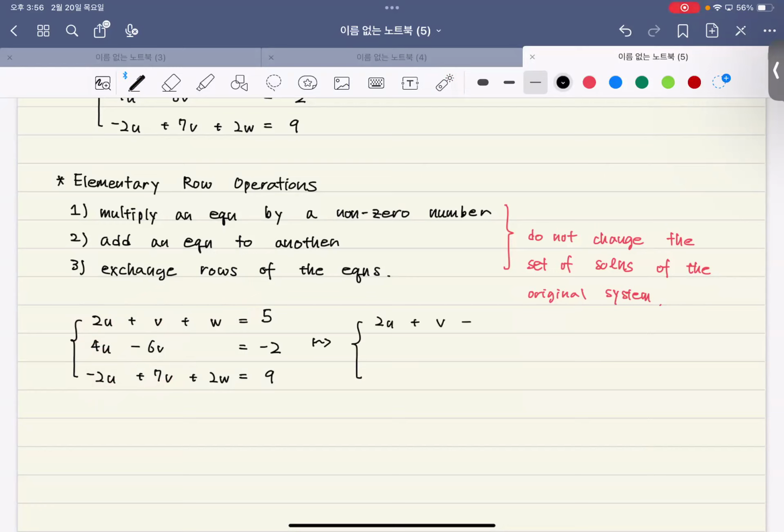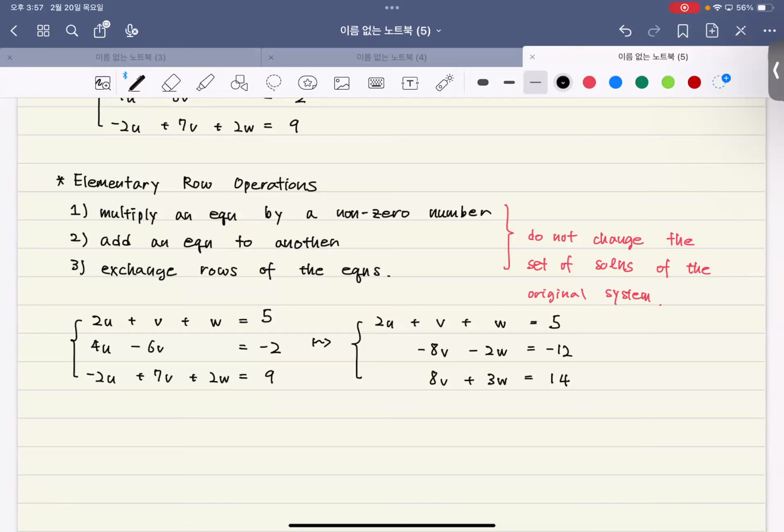This is -8, -2. Is it -12 and 8? And is it 3W? Yes. Okay, so this is my first step.